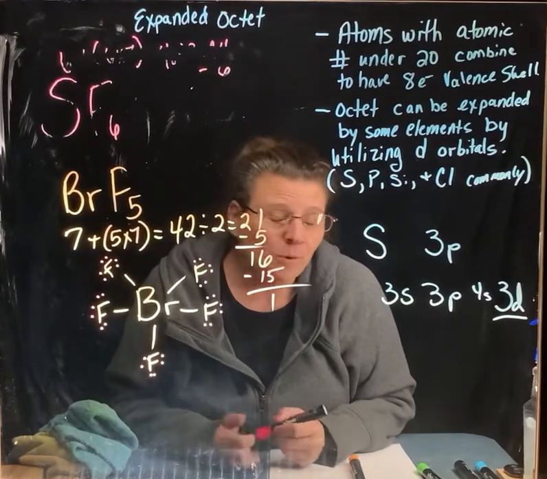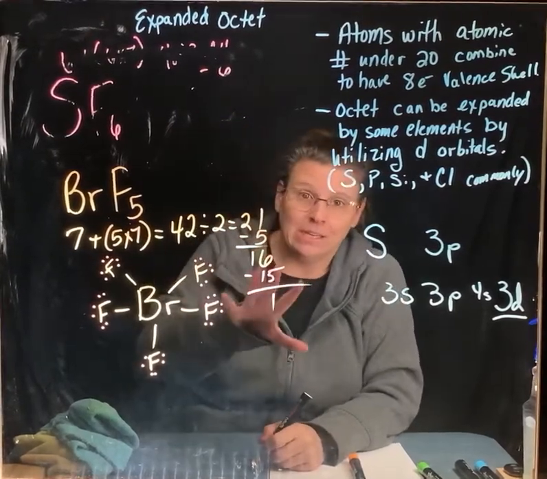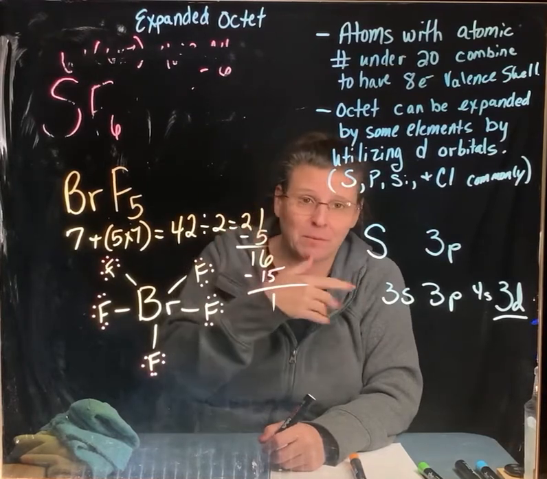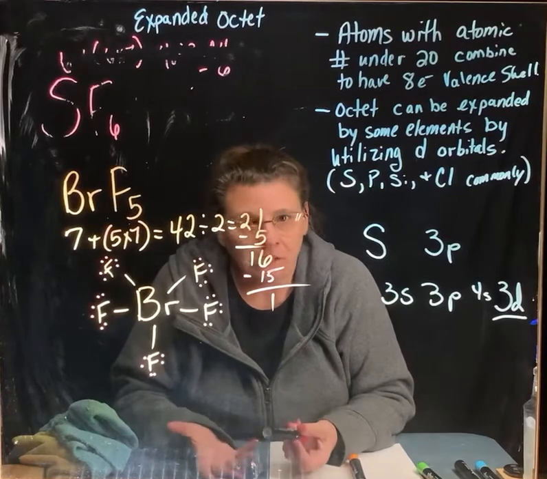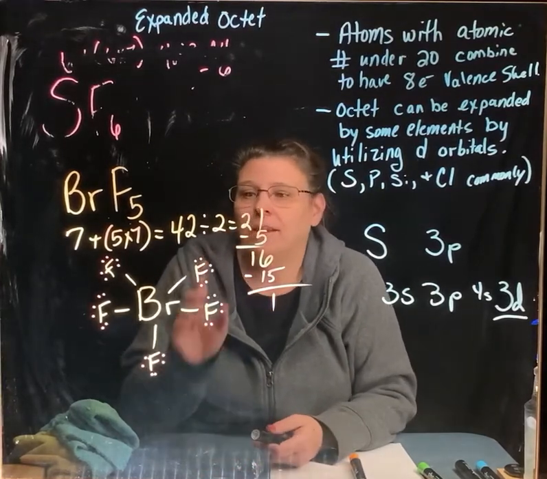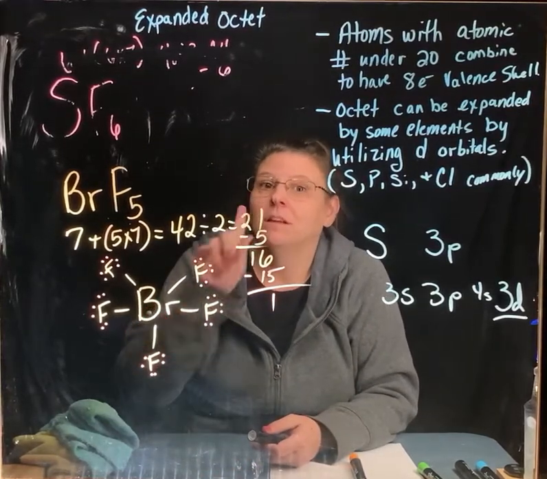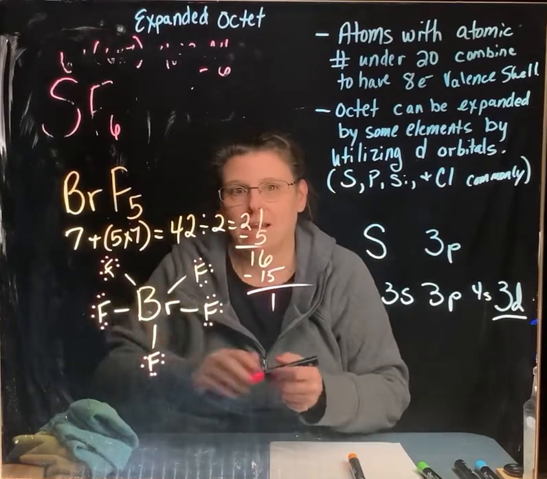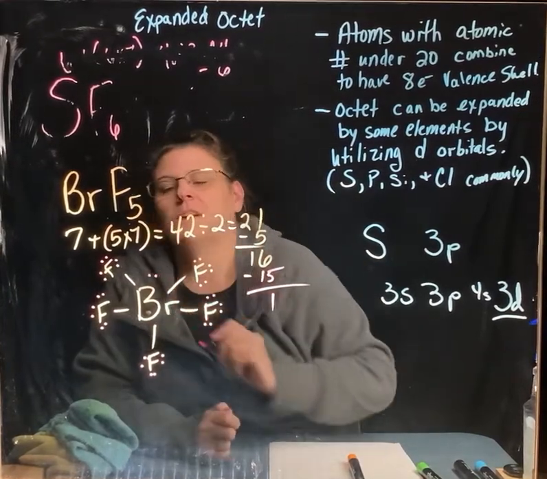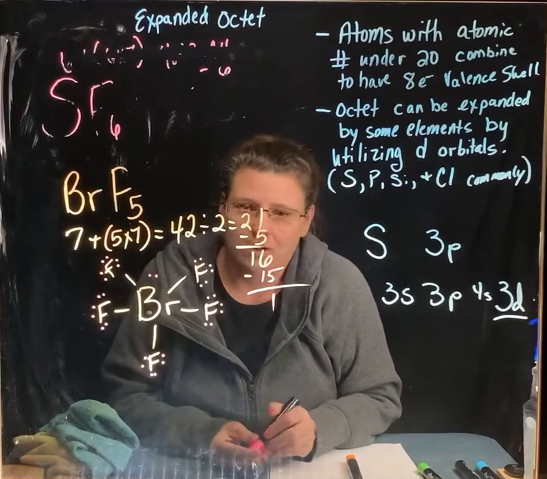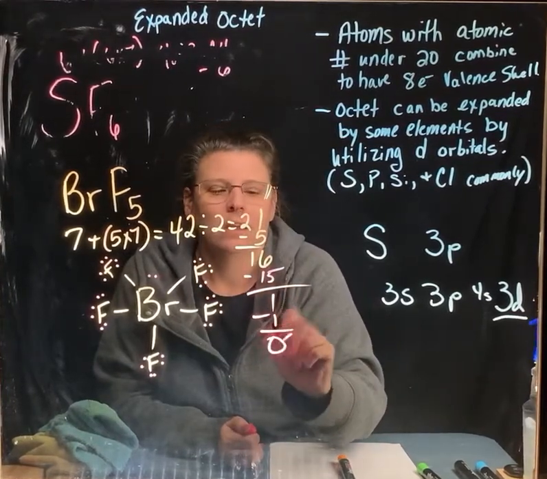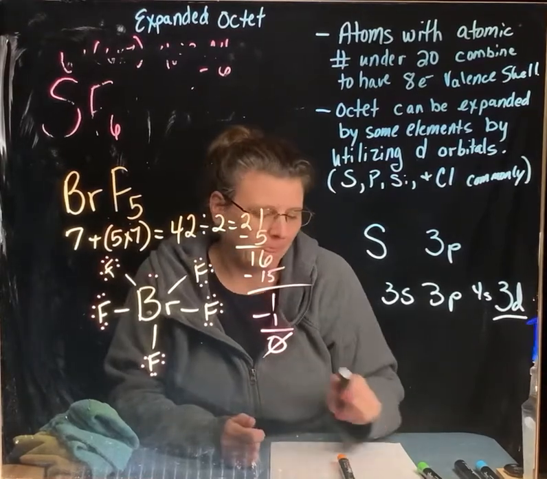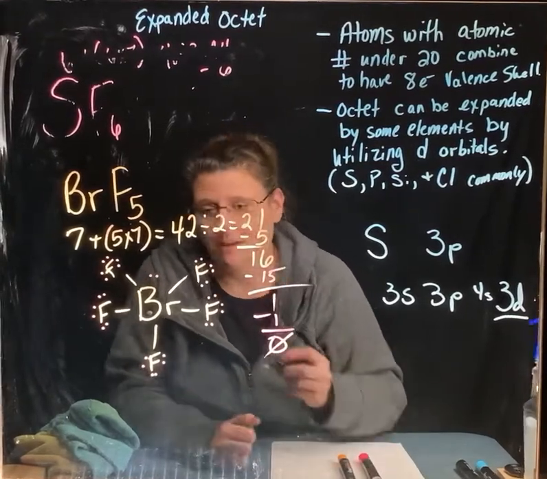No. Up until this point, we've always had too many, and we've had to take some away and had double bonds and triple bonds and things. Now we have too few. What are we going to do? Well, again, bromine can expand. It already has. So what we're going to do is add 2 more electrons, another electron pair, which is all of my electrons. Now, what shape would it have?